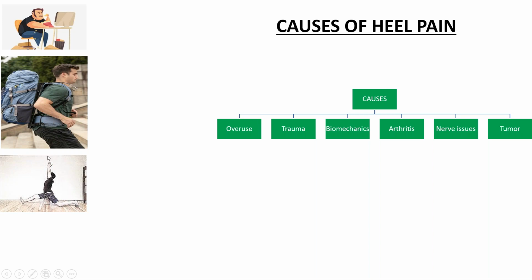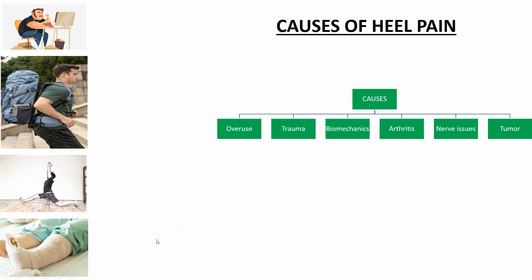carrying heavy weights while walking, or overstretching. Now let's talk about trauma. What is trauma? Trauma is any injury. Fine. For example, you landed up with a fracture. This is trauma. So if you are having any fracture, then you are obviously damaging your ligaments, your tendons, right? Your soft tissues, that might lead to heel pain.